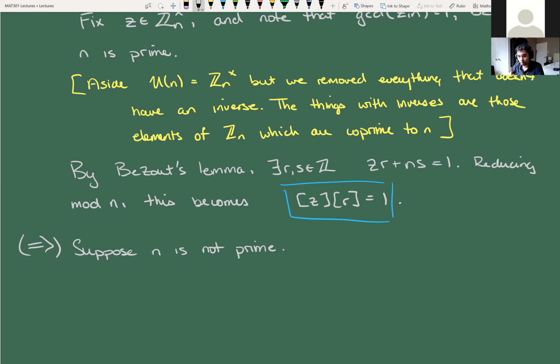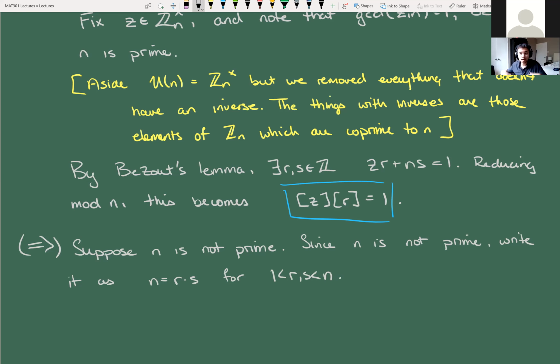So since n is not prime, it's a composite number, right? Since n is not prime, let's write it as n is, let's say, r times s, for r and s not equal to 1 or n, right? So it's a properly composite number, or maybe let me say r and s between 1 and n. Maybe that's a little bit nicer, right? I can actually write it as, 6 is equal to 2 times 3 or something like that.